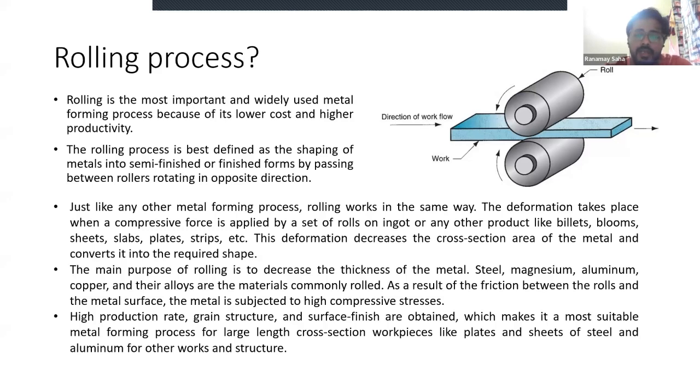So starting off, rolling is one of the most important forming processes, mainly because of the cost effectiveness and high production rates. So generally, rolling is what? Rolling is a kind of process in which sheet metals are rolled with two rollers rotating in opposite directions, right?